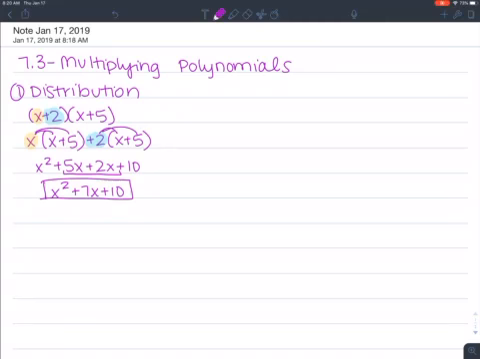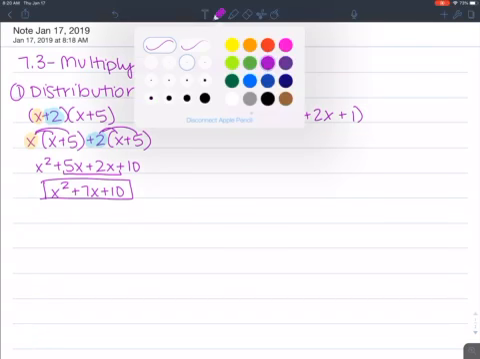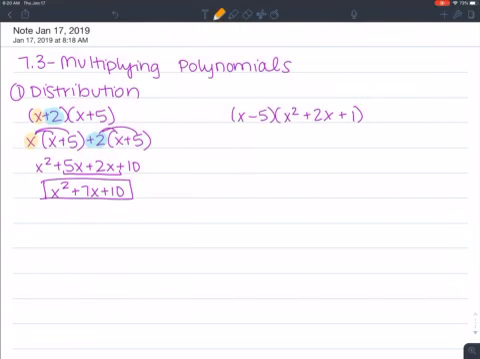Okay? So another way to do that, let's say we have a binomial x minus 5 times a trinomial, so x squared plus 2x plus 1. Okay? And I'm going to color code this with different lines. So I'm going to do x times x squared. That gives me x cubed. I'm going to do x times 2x, and that's 2x squared. And then I'm going to do x times 1, and that's 1x. Okay, so that's where those first ones came from.